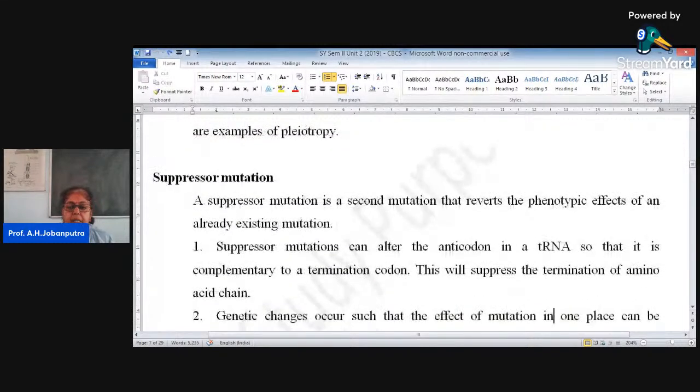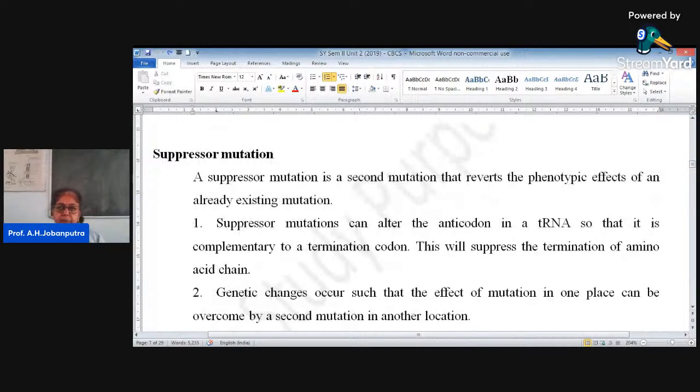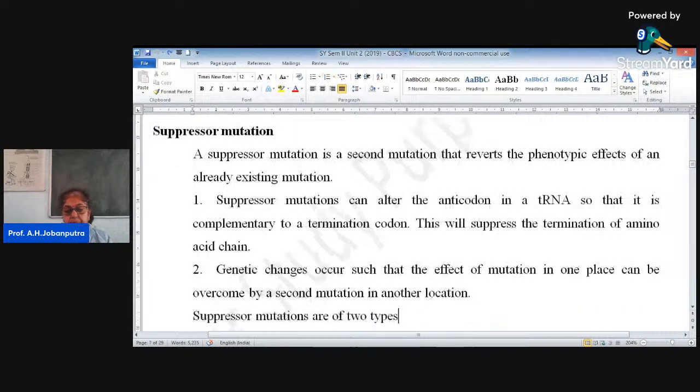Suppressor mutation. One mutation takes place at a particular location or in a particular gene, and another mutation suppresses the effect of the first mutation. This mutation may take place in the same gene or in another gene. One example we can take is that it may take place in the anticodon on tRNA. That will suppress the termination of amino acid change.